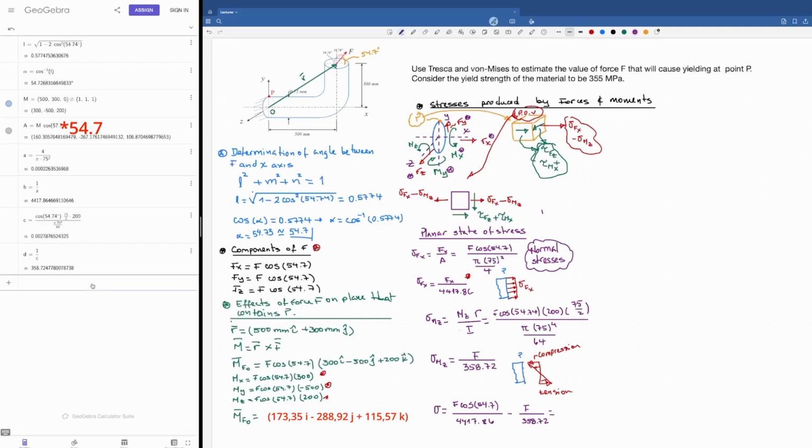Let's go to the calculator. I just need to divide the cosine of this by this 4417.86 and then subtract 1. Yes, 1, because I'm just taking F as common factor, this 358.72. It's giving me a negative 1. Imagine that. Negative 1. Interesting. Then this can be represented as 1 divided by this E. Yes, this much is minus F divided by this 376.38.